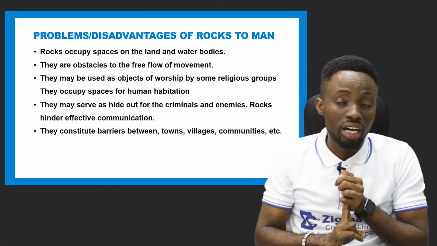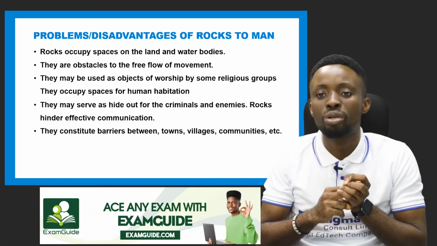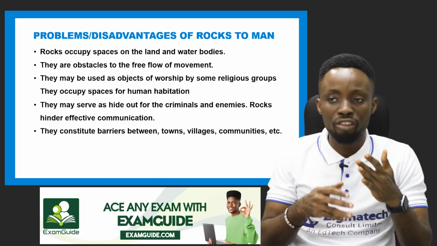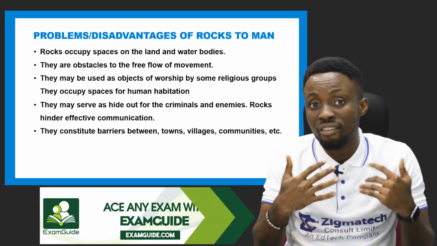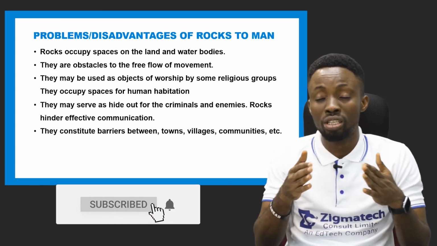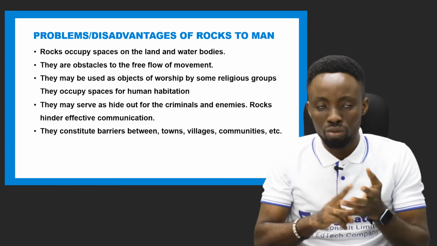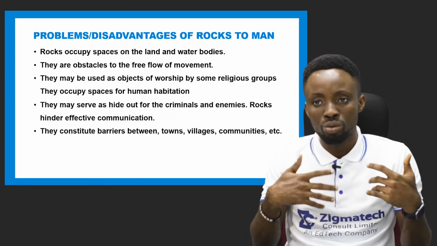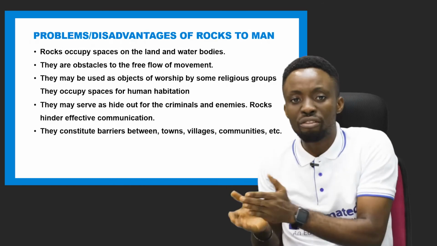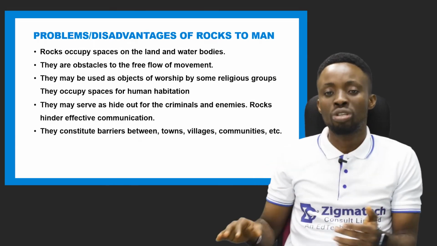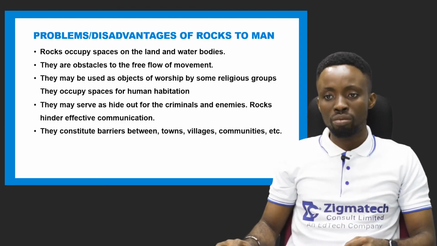So rocks can hide enemies and can also hinder effective communication, because when we have places where we have communication masts, these rocks can serve as a barrier, hindering the connection between masts and our mobile devices. And rocks can serve as a barrier between different towns and villages, preventing intervisibility between these two towns and two villages.